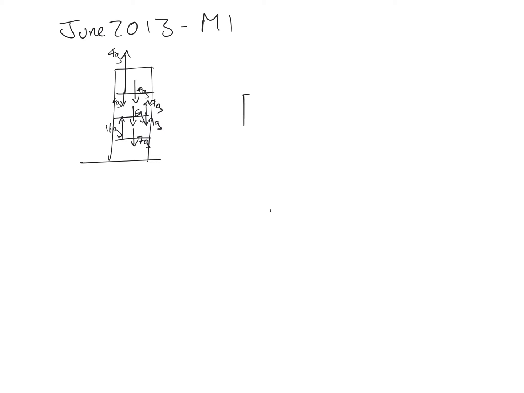So let's just make that really clear to the examiner that we know the forces acting on the 7 kg block: 7G down, 16G up, and 9G down at that point. There we go, that's question 1.